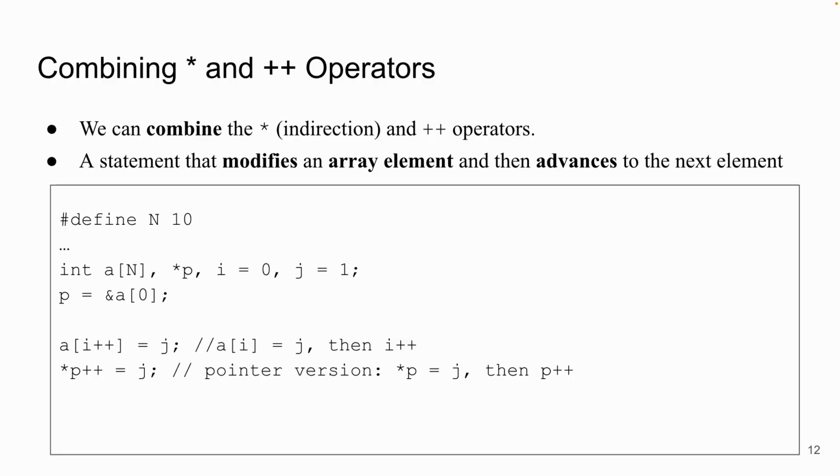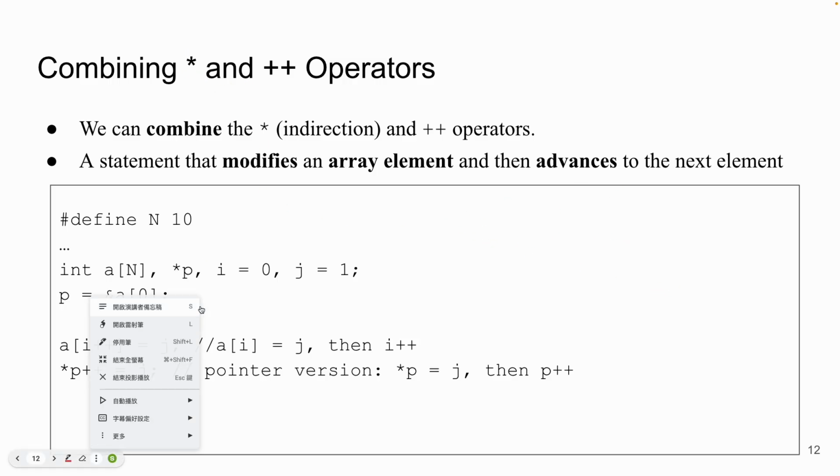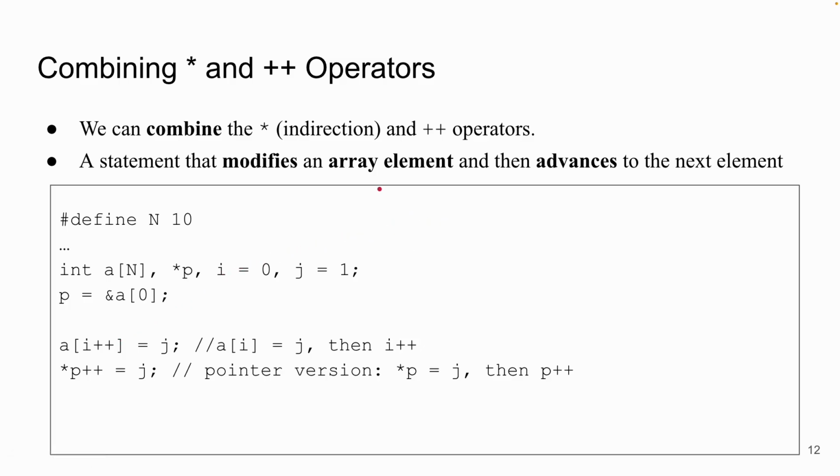And then the next thing I want to introduce is that when we use this kind of array, there are some, I would say, handy expressions. These expressions can help us write more concise code. To learn them, the first thing we need to learn is how to combine the indirection and the increment operators. Most of the time, we combine these two operators when we want to use pointers to traverse an array. And we can see the example here.